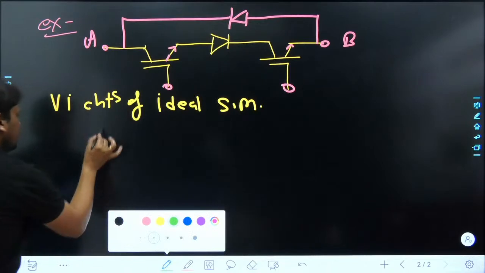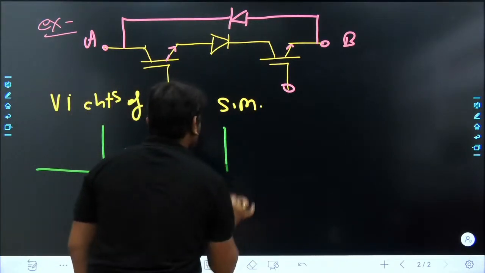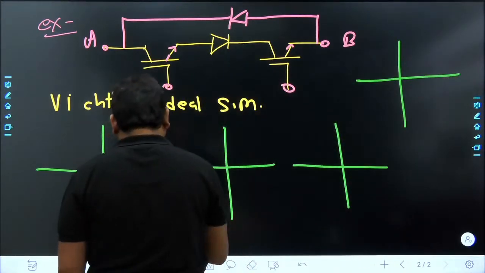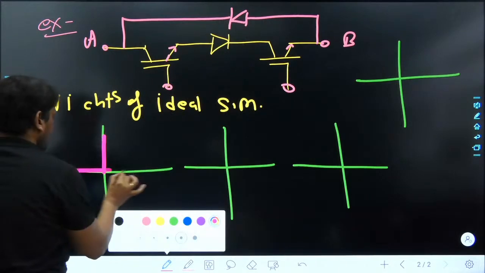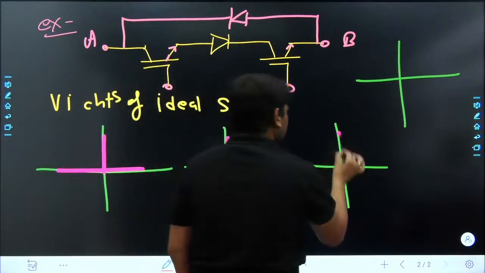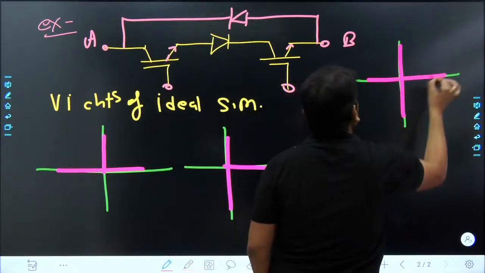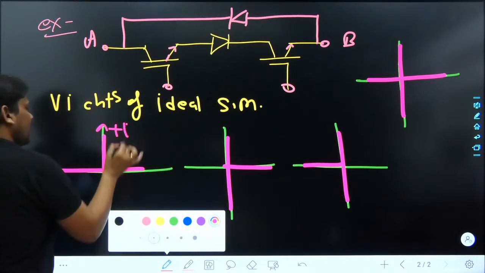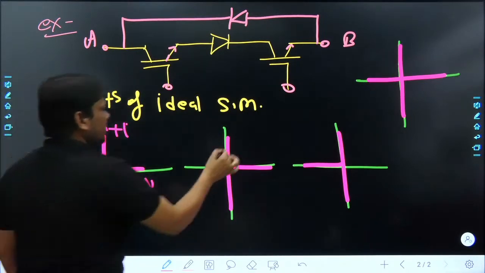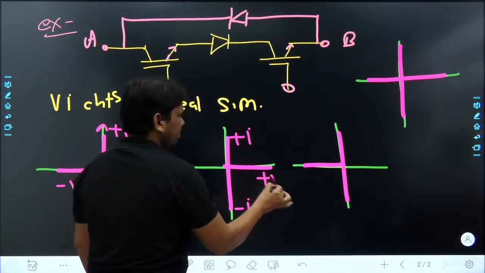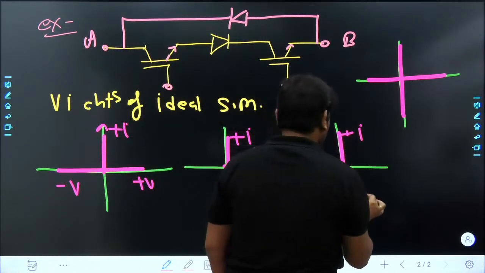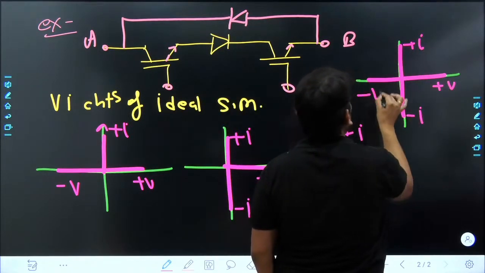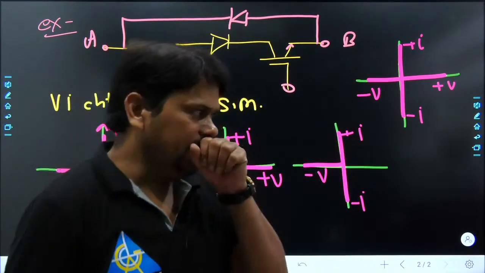I want to give you a few options. You start your job. So options A, B, C and D. Like this, like this, like this, or that. Yes, start your job. So it is positive I, positive V, minus V. Positive I, negative I, plus V. Positive I, negative I, minus V. Positive I, minus I, positive V, minus V. Now tell me.